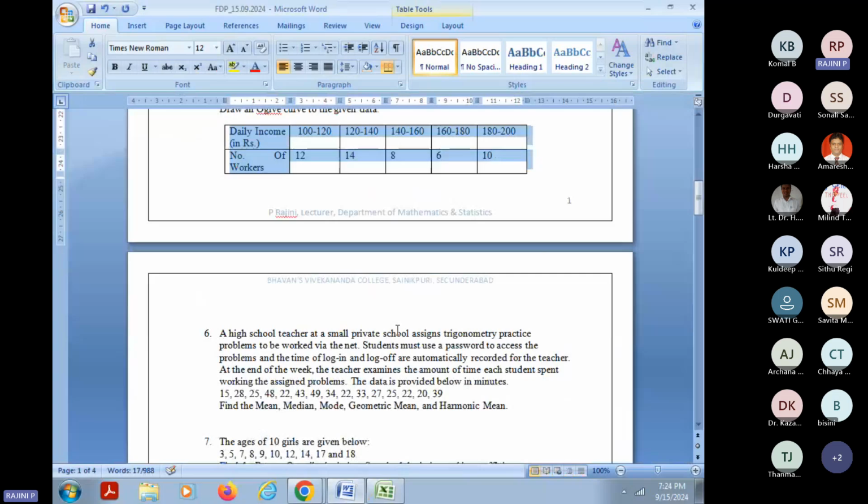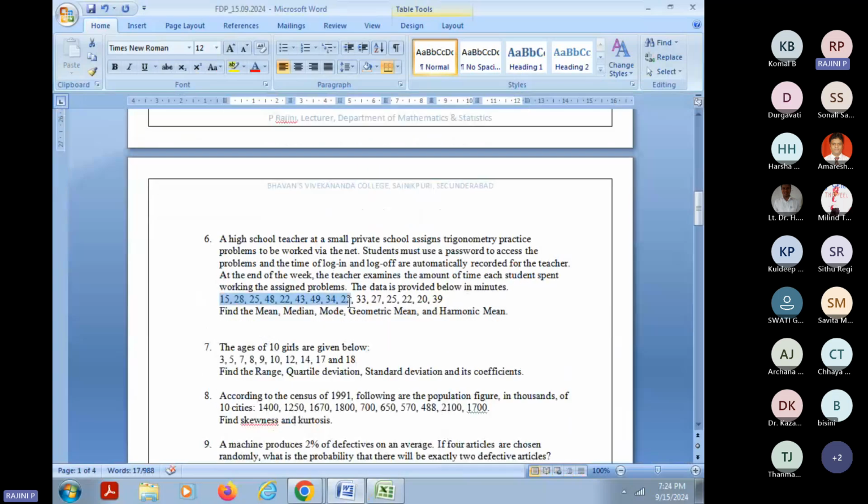Here, this is the data we are having. And for this data, they are asking to calculate mean, median, mode, geometric mean, harmonic mean. How to find all these values? That is the question. This data is related to one teacher who has given some work to the students, and how many minutes each student is taking. For this data, they are asking you to calculate all these measures of central tendency. Then how can we do that?